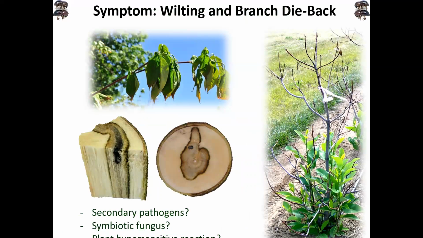So in terms of wilting and dieback, this is an additional symptom that we see. And for instance, you can see on this magnolia here, there was extensive dieback and basal sprouts that then were produced, and also some wilting associated with attacks on dogwood. But the basis for this wilting and dieback is really not well understood. It could be secondary pathogens. There's also some evidence that perhaps the symbiotic fungus is clogging up the vascular tissue, or perhaps there's a plant hypersensitive response where it's essentially over-responding or overreacting to the presence of the fungus, or perhaps some other pathogens.